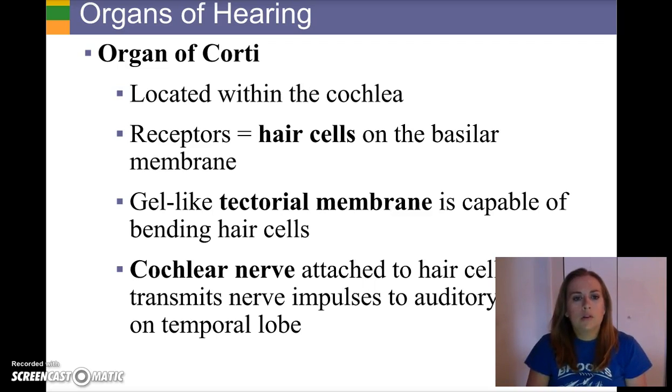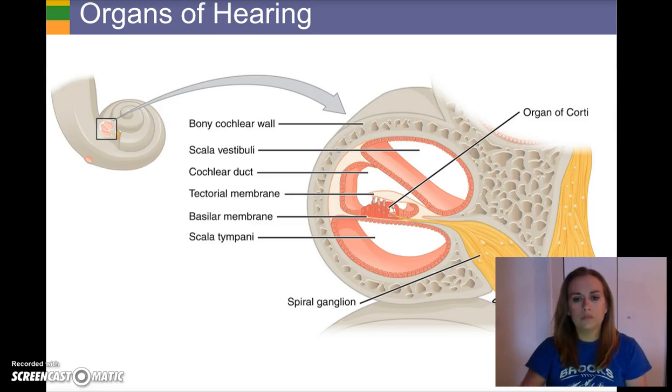So we're going to start with the organ of Corti. This is located within the cochlea, and the receptors here that we talked about, the mechanoreceptors, are going to be hair cells that are on the basilar membrane. And then above the hair cells, you have a gel-like membrane called the tectorial membrane, and this is actually capable of bending those hair cells. Those hair cells are attached to the cochlear nerve, and so when they're bent, it's going to transmit nerve impulses to the auditory cortex on the temporal lobe.